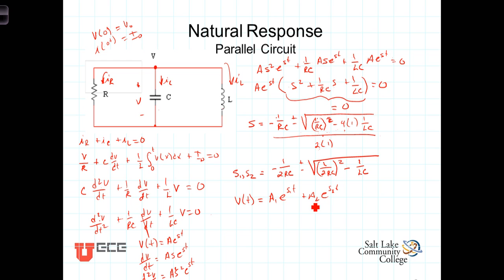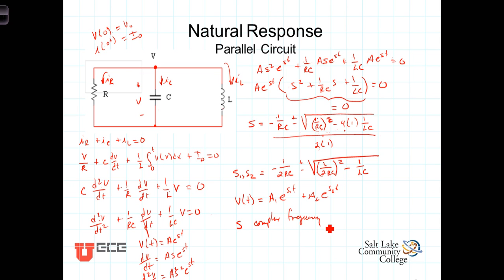A1 and A2, as we've already pointed out, are constants dependent upon the initial conditions. S1 and S2 are known as complex frequencies. Dimensional analysis of the exponent here, t is in seconds. In order for the exponent to be dimensionless, S must have the units of 1 over seconds, or per second, which is a frequency term. So S is known as the complex frequency.